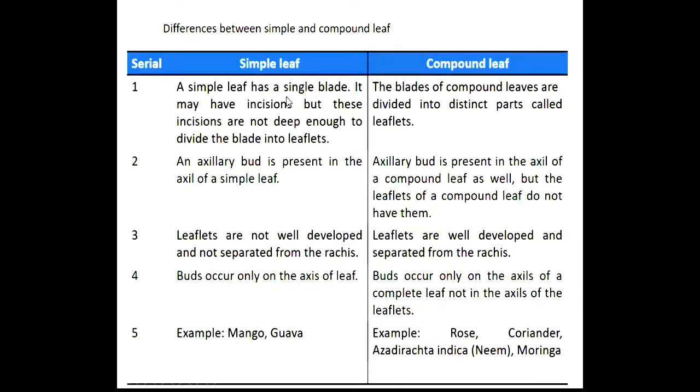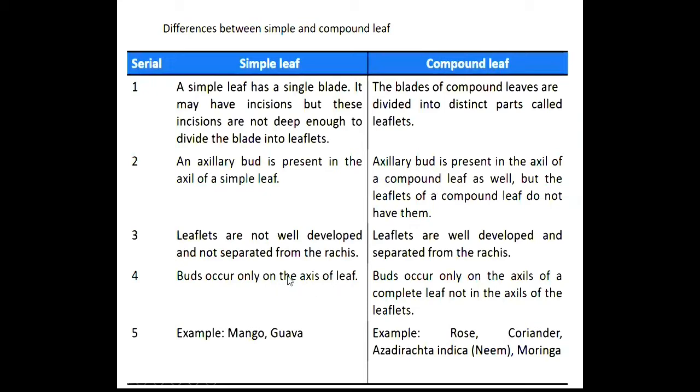So what are the differences? I have already told you. An important point is the axillary bud. Where will the bud be present? The bud will be present at the axillary position of the petiole and stem. And in the case of a compound leaf also, the bud will be present in the axillary position, not at the base of the petiole. You get the point?